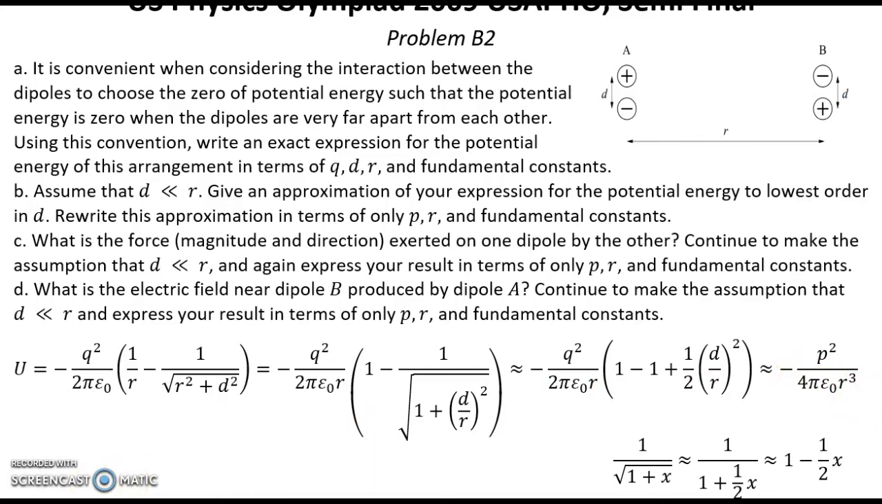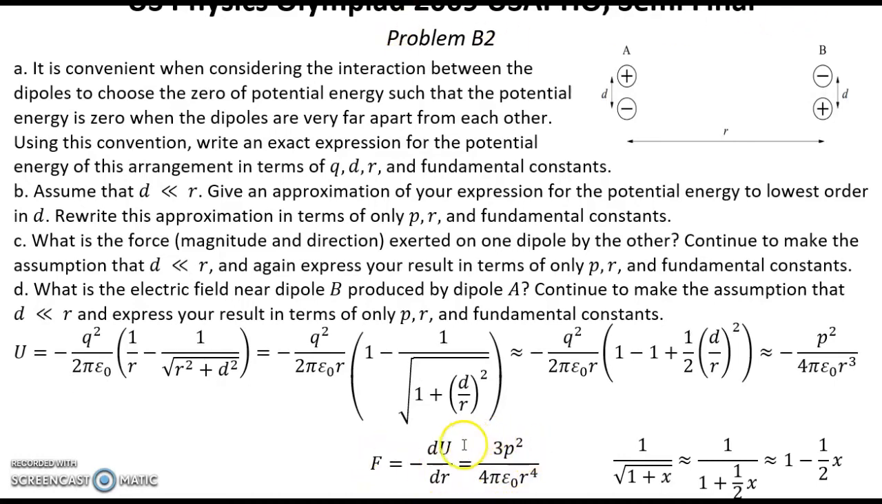Next, question C. What is the force, magnitude and direction, exerted on one dipole by the other? Continue to make the assumption that d is much less than r, and again express your result in terms of only p, r, and the fundamental constants. Due to symmetry, we have zero force in the y direction. We have only the x direction, so we just need to take a first derivative. That will be this expression for force.